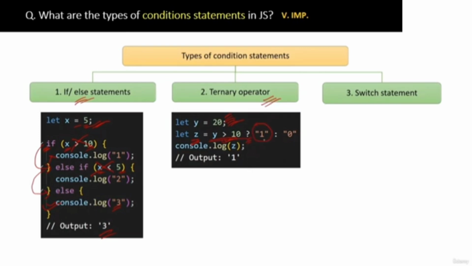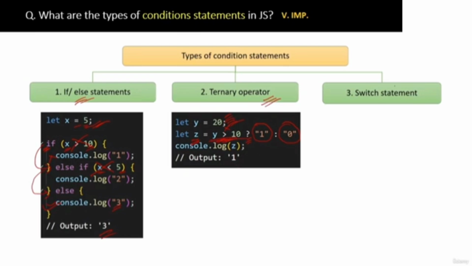Right now it is 1 here. But suppose y is equal to 5. Then 5 is greater than 10 will be false. This condition will be false. And in that case, the value next to this colon symbol, which is 0, will be the final value of the z. That is a ternary operator.